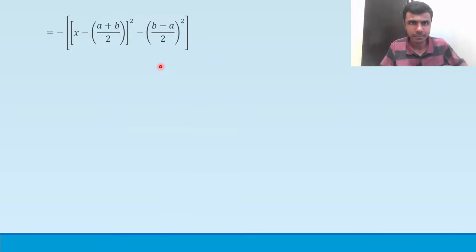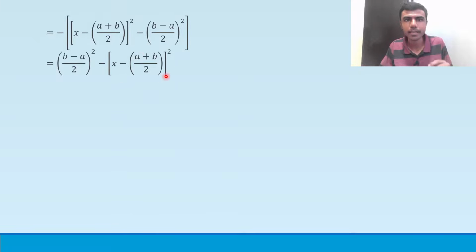Now listen. Okay, now this minus is there. Now multiply this minus to these two terms. Since this would become negative, this would get a negative sign, and this already has a negative sign, and this would become positive. So in the next step, you are going to see ((b minus a) by 2) whole square minus (x minus (a plus b) by 2) whole square.